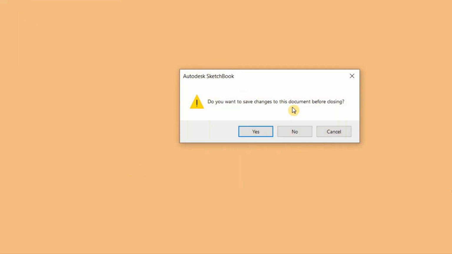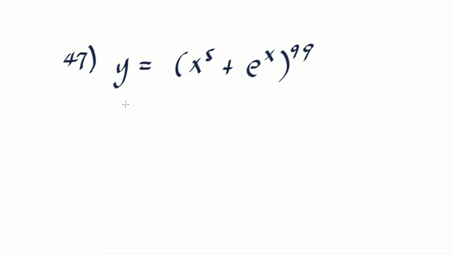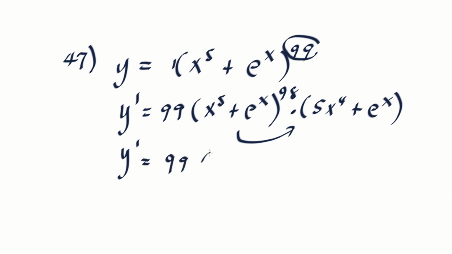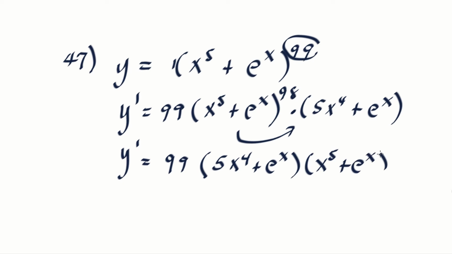Okay, let's say number 47. y equals e to the x to the fifth plus e to the x, all raised to 99. So here, let's use the chain rule. Okay, so what we have is 99 times 1 is 99. Then x to the fifth plus e to the x. All right, 99 minus 1 is now 98. Now, what is the derivative of this, x to the fifth plus e to the x? We got 5x to the fourth plus e to the x. Okay, so that's it. We have 99, if you want to rearrange it, times 5x to the fourth plus e to the x, times x to the fifth plus e to the x raised to 98.